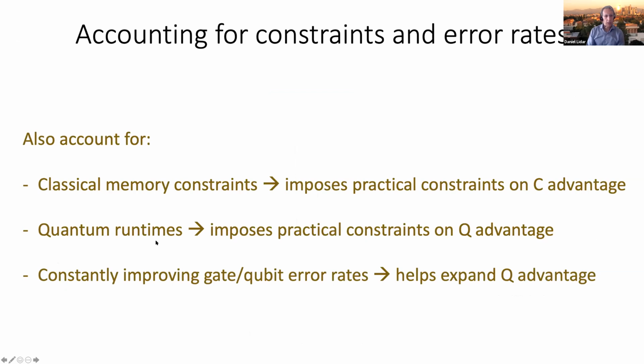But I also want to take into account 2 other important things. One is the quantum runtimes. So how long does it actually take? The Google experiment took 200 seconds. What if it had to take 200 years, right? Then that would be a different story. And I also want to account for the constant improvement in error rates of quantum technology. And of course, that's going to help expand the quantum advantage regime.